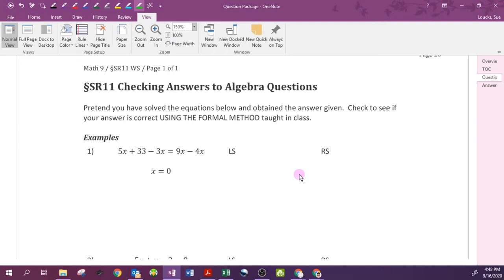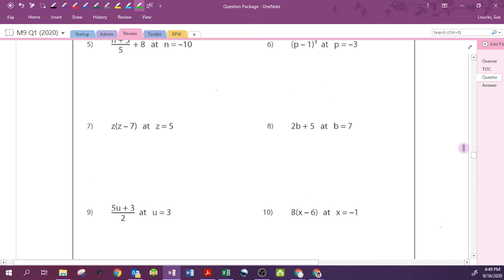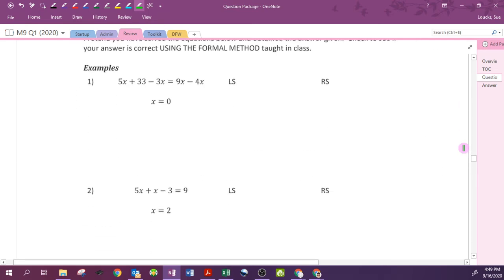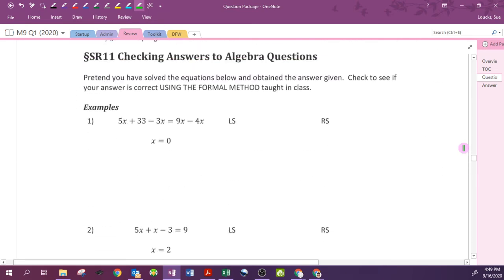you will be expected to do. This is a learning outcome for Math 9. Okay, you will be expected to do this. So we have the equation, and what we're doing right here is we're pretending that you've solved this equation and you've done the work and you get x equals 0. That's the answer you get.